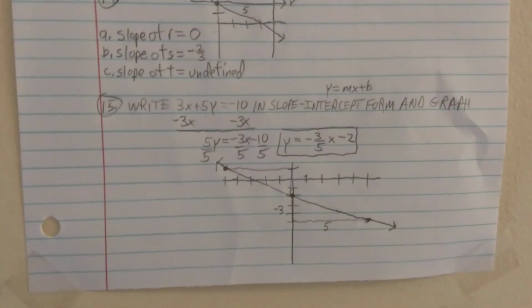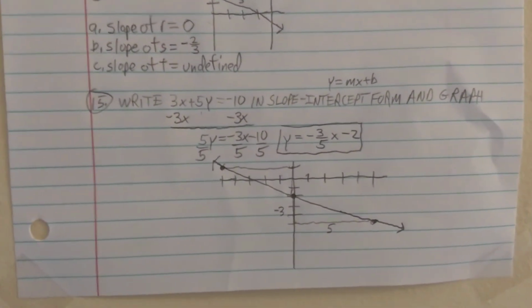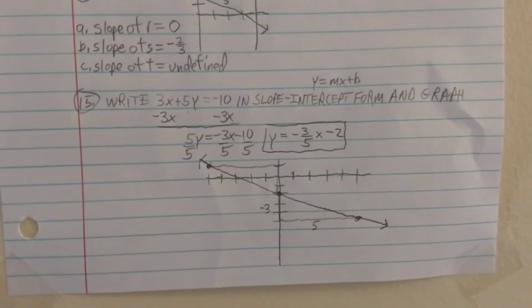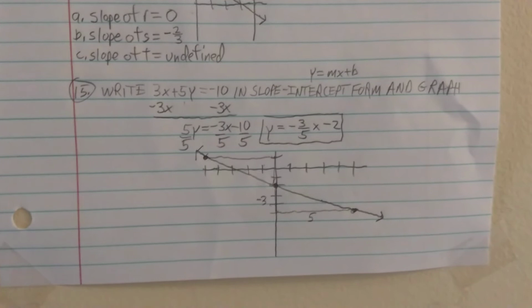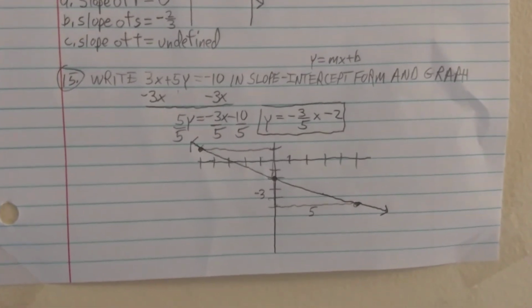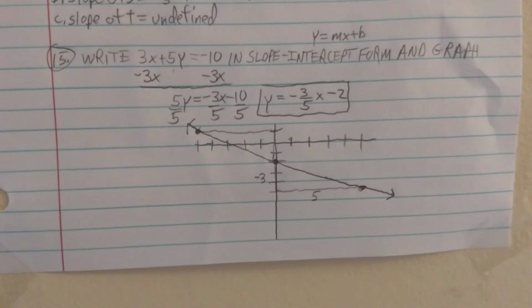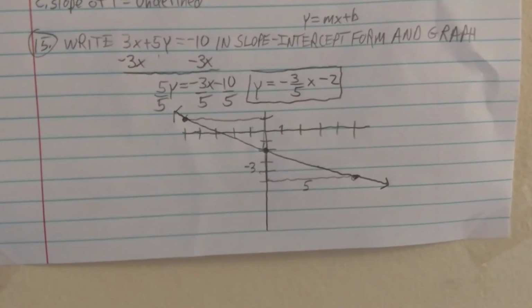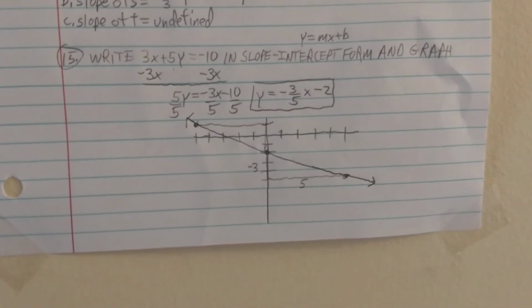Now for 15, we want to write 3x plus 5y equals -10 in slope-intercept form, which means y equals mx plus b, and graph. So we subtract 3x, which gives us 5y equals -3x minus 10, and divide everything by 5, which gives us y equals -3/5 x minus 2.